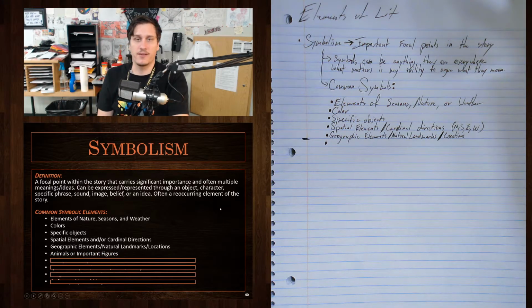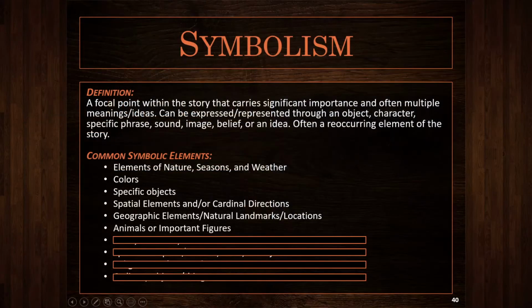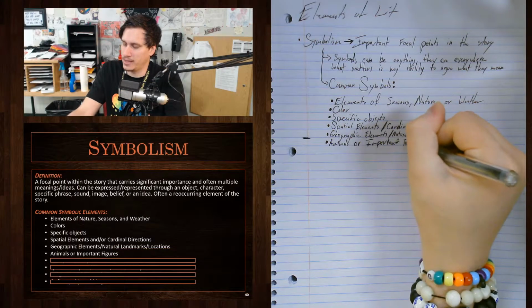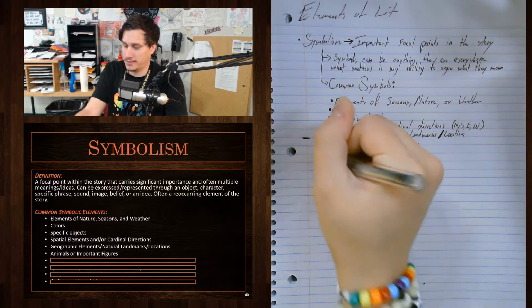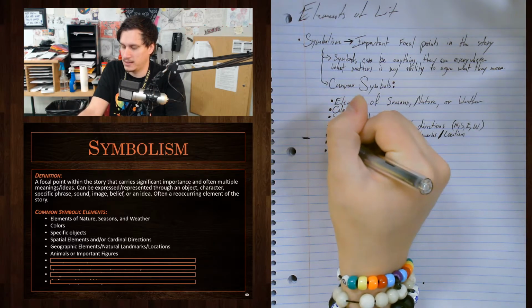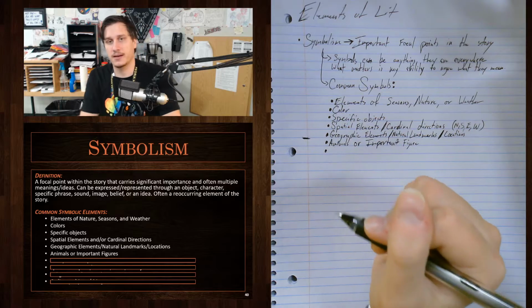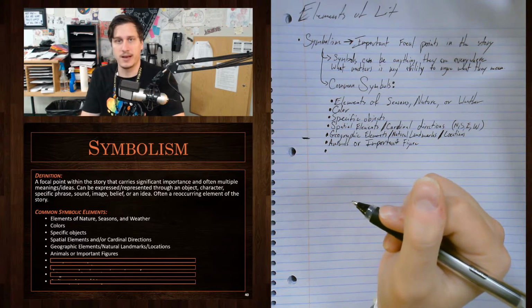The next thing you're going to have are animals or important figures. Animals are important figures. Now this one should be pretty obvious, especially if you've ever seen a Disney film, because in Wreck-It Ralph 2, they even made fun of that. Basically, every female princess in Disney's universe has an animal sidekick. And yeah, that's pretty accurate.